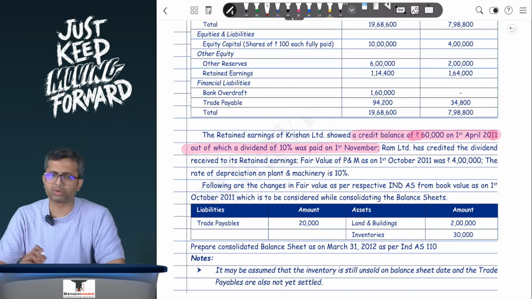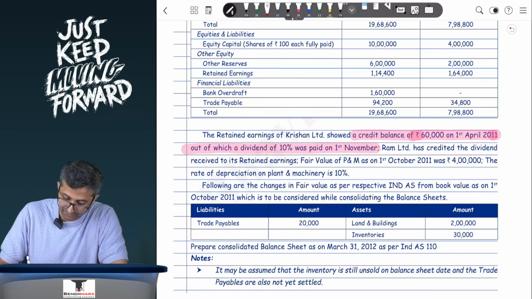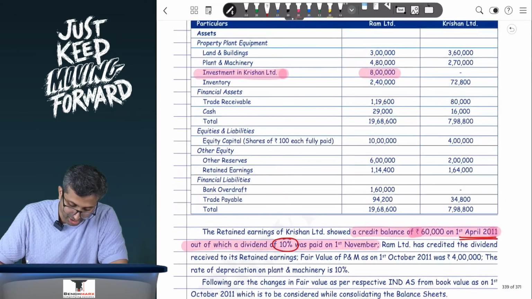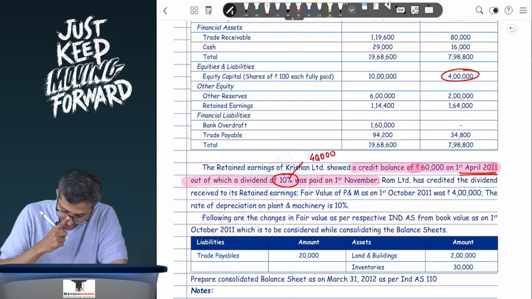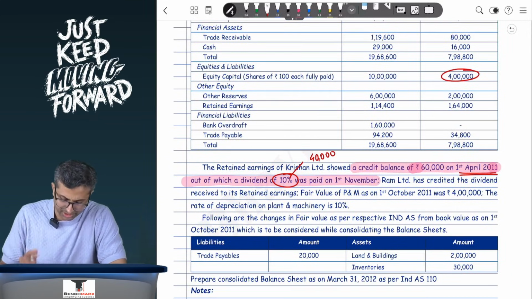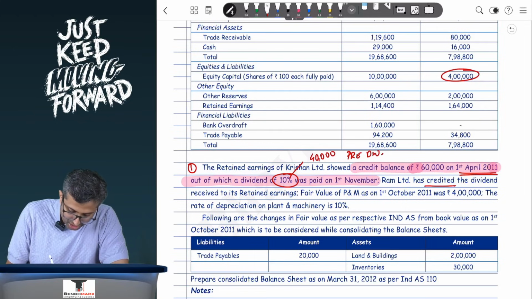Now, dividend may be paid on 1st November, but it is paid out of the retained earnings on 1st April 11. 10% dividend unless given otherwise. Dividend is a percentage of face value, and as a result, we will take 4 lakhs into 10%. I can say 40,000 must be the dividend. It is paid out of the retained earnings on 1st April 11. It is paid on 1st November. This is the first adjustment. So this is dividend out of pre-acquisition profits. This is pre-acquisition dividend. Ram has credited the dividend received to its retained earnings.